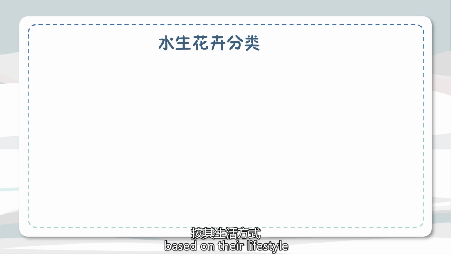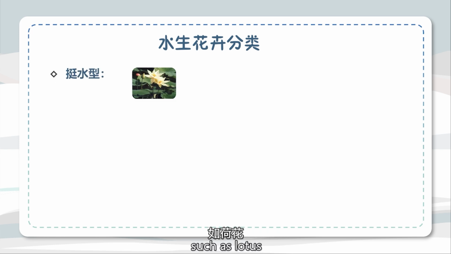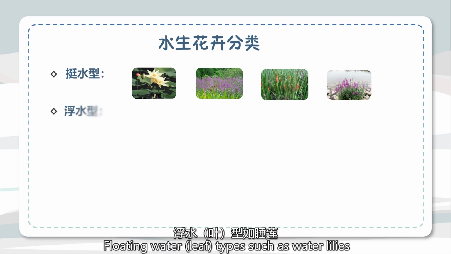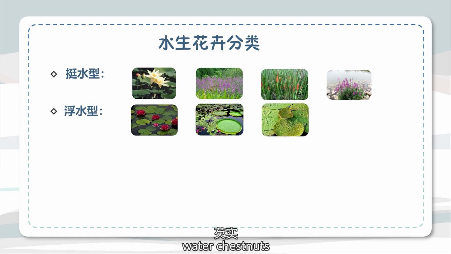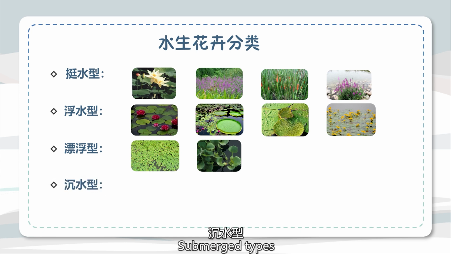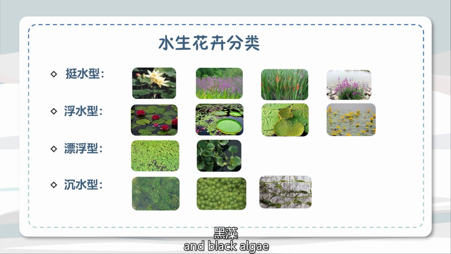Aquatic flowers, based on their lifestyle, morphology, and water requirements, can be classified into emergent types such as lotus, cress, cattail, barracuda, and dahlia flower. Floating water leaf types such as water lilies, king lilies, water chestnuts, and water spinach. Free-floating types such as duckweed and water hyacinths. Submerged types such as goldenrod, foxtail algae, and black algae.